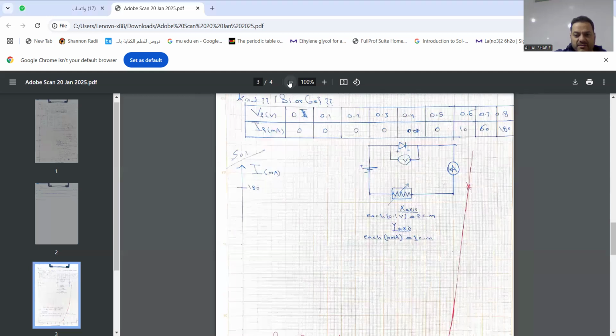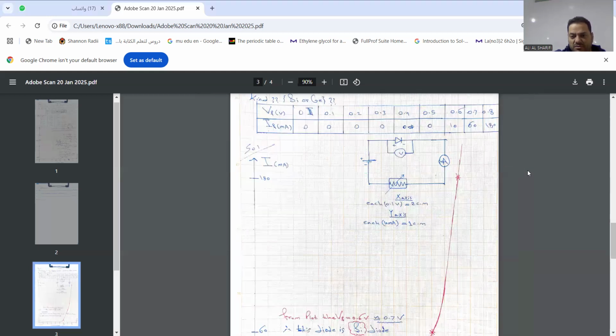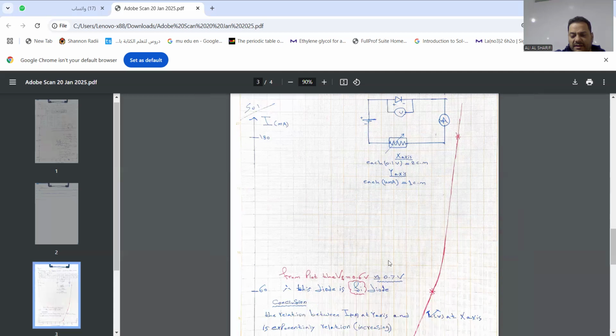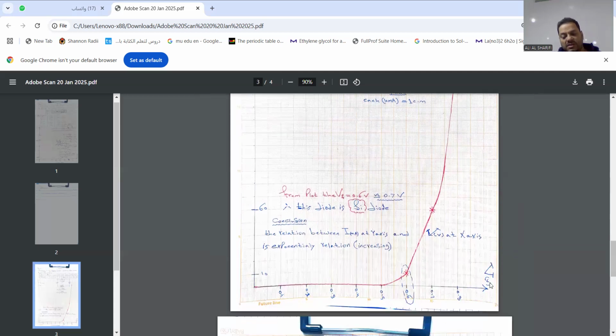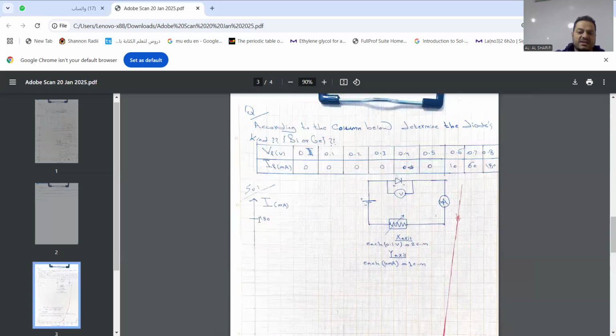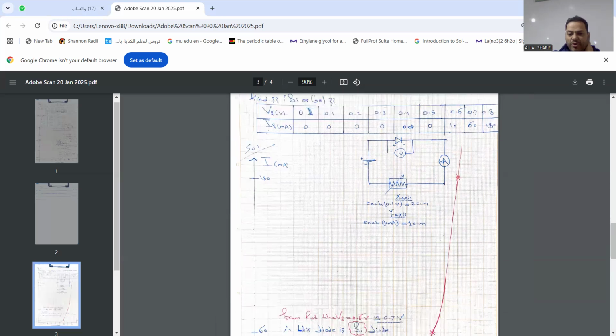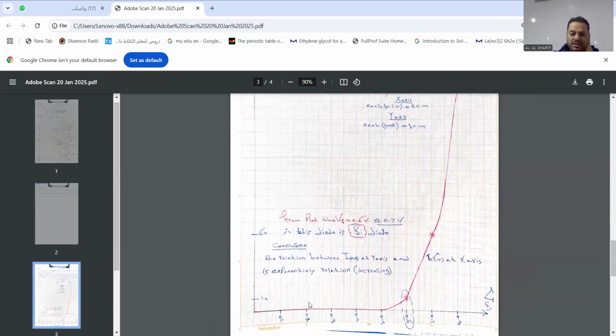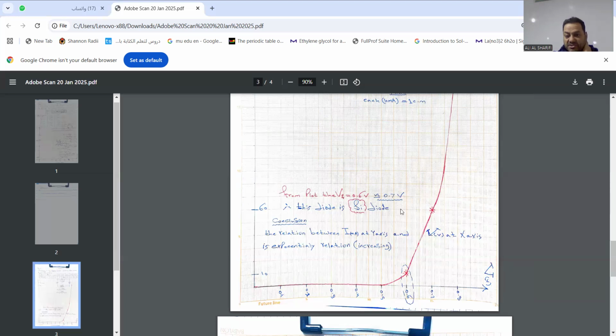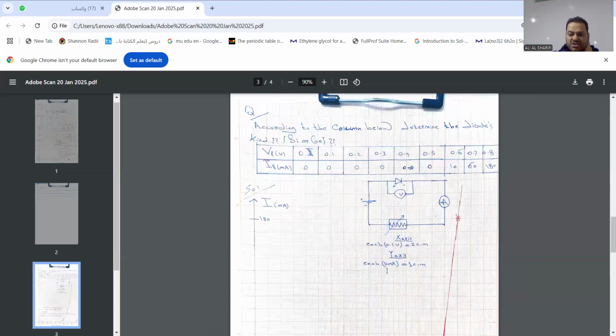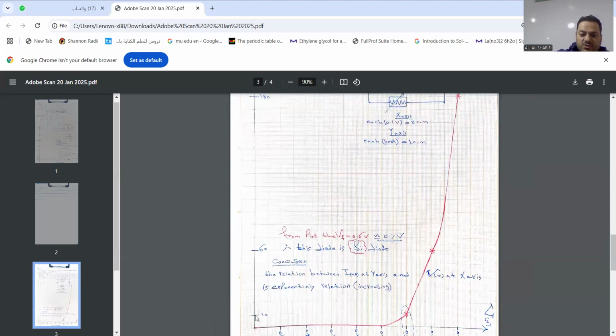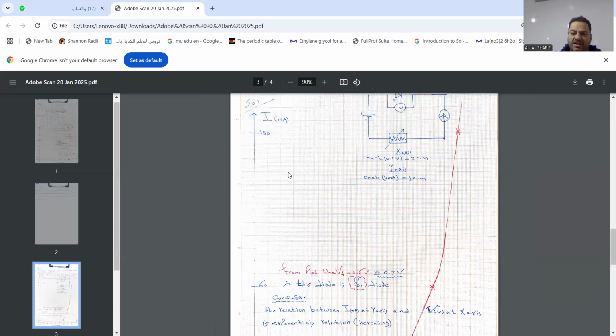Let me decrease the screen more. Here, like the resistance, the Ohm's law experiment, V is at the x-axis and current will be at the y-axis. Each 0.1 volt equals 2 centimeters. That's 0.1, 0.2, 0.3, it's right. And at the y-axis, each 20 milliampere equals 1 centimeter. That's 10, 20, 30, 40, 50, 60, that's right.